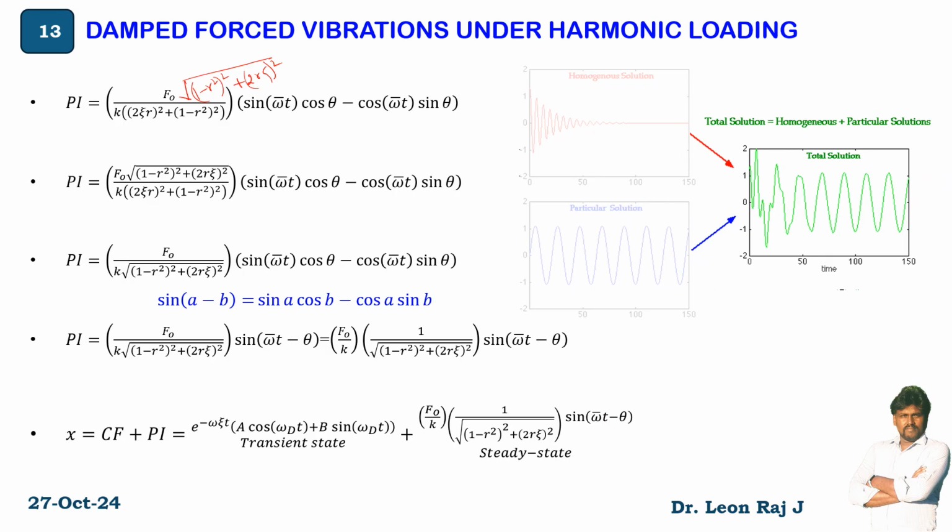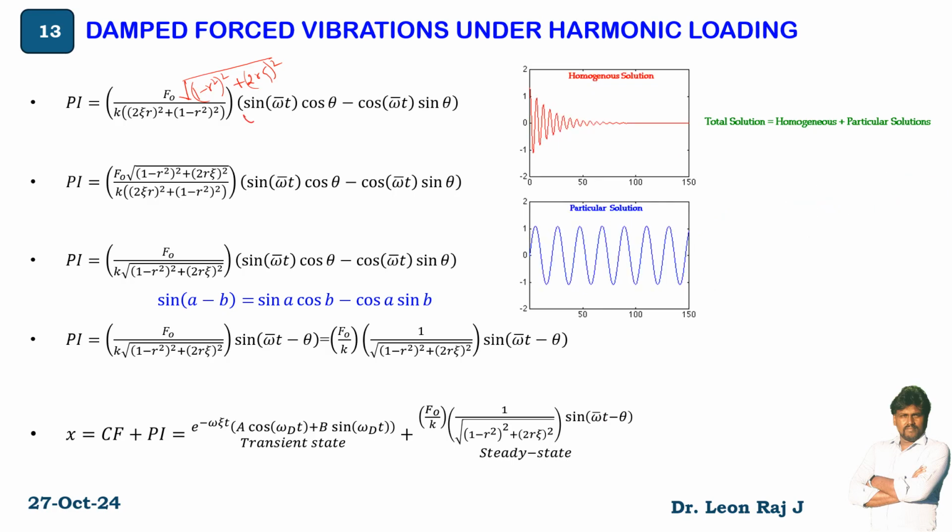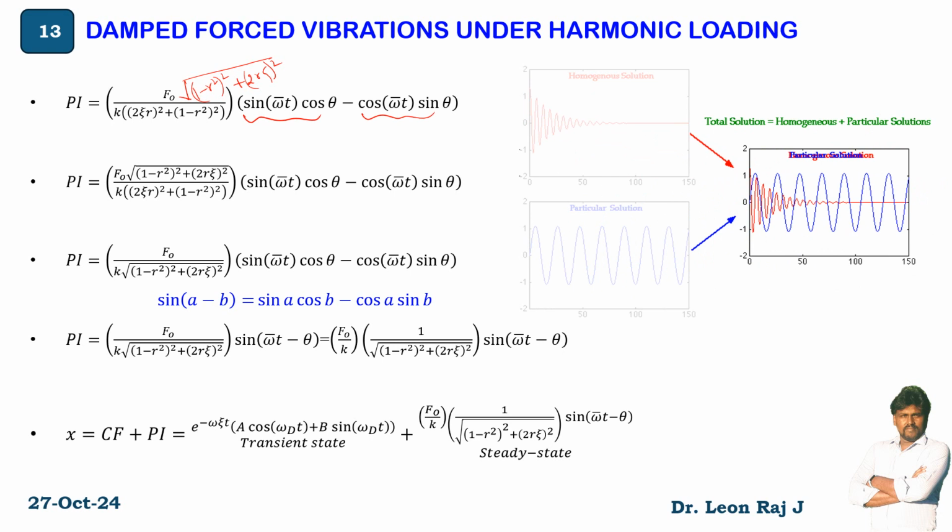This sine omega bar t cos theta minus sine omega bar t sin theta, so it can be rewritten as sine (omega bar t minus theta). So sine a minus b form is written here. So which one is a? Omega bar t is nothing but a, and theta is b. So sine (omega bar t minus theta), that is sine a minus b.